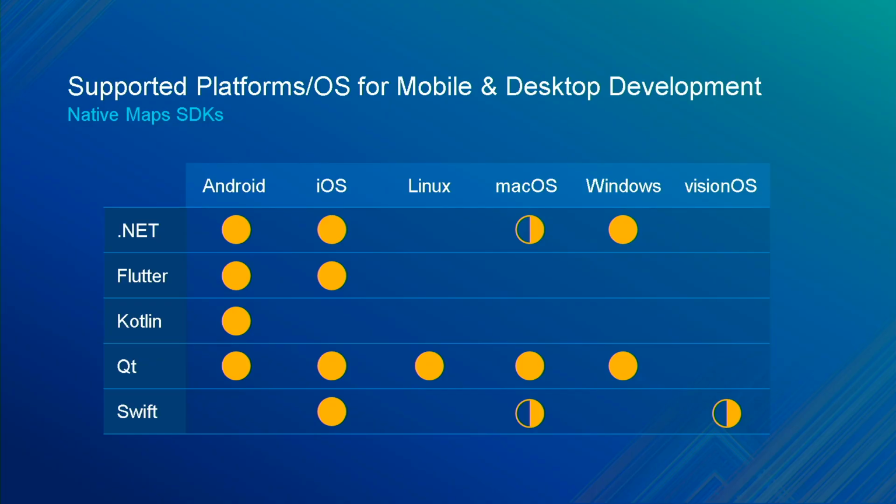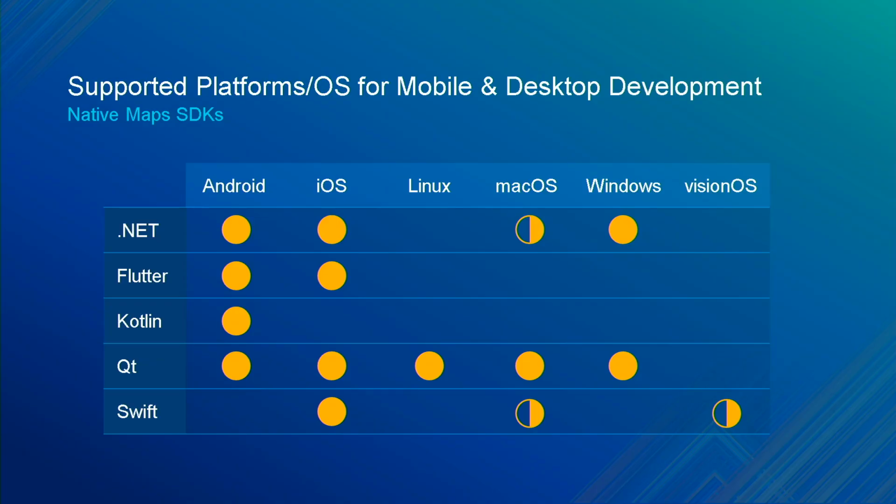Our Flutter SDK is our newest native Maps SDK to the family. Again, it's a cross-platform SDK for building maps that target iOS, Android, Windows, Linux, and macOS. Currently, we only support iOS and Android at this stage, but we're always interested in hearing from you about which platforms you'd like us to support in the future. The next one is Kotlin. Kotlin is an SDK for building mobile apps for Android, working with Android Studio.